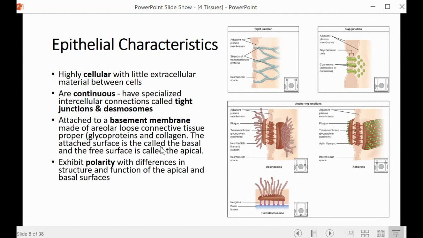And there's very little extracellular material between the cells. They are very tightly packed together. They're continuous, and they have these specialized connections. We call them tight junctions and desmosomes. Okay, a tight junction means that they are very closely packed together, and they're sort of sitting with one another.